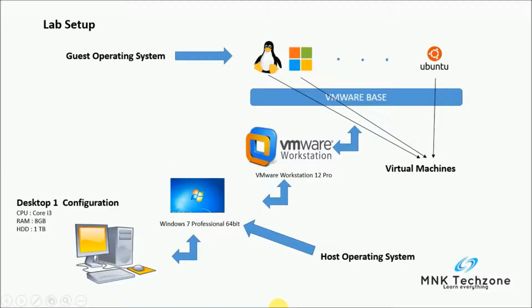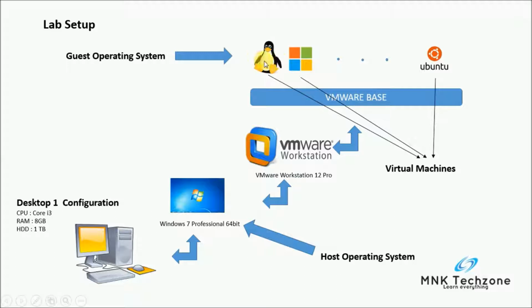This is my lab setup. You can see this is my desktop. In this desktop, I have installed the Windows 7 64-bit operating system. After you download the VMware Workstation from the provided link, you can install it on Windows OS. Once you complete the installation, it will act as a Type 2 hypervisor. You can install n number of virtual machines on it, depending upon your hardware resource capacity.